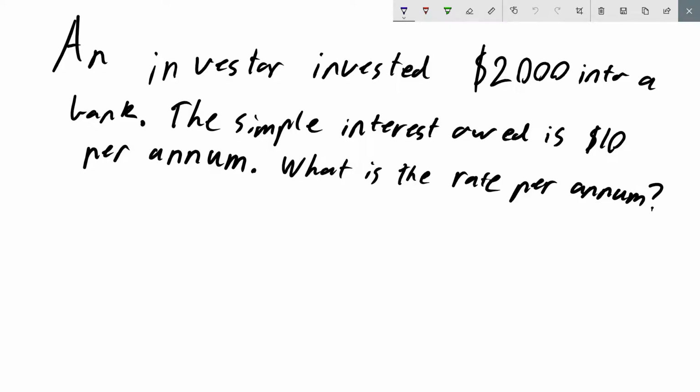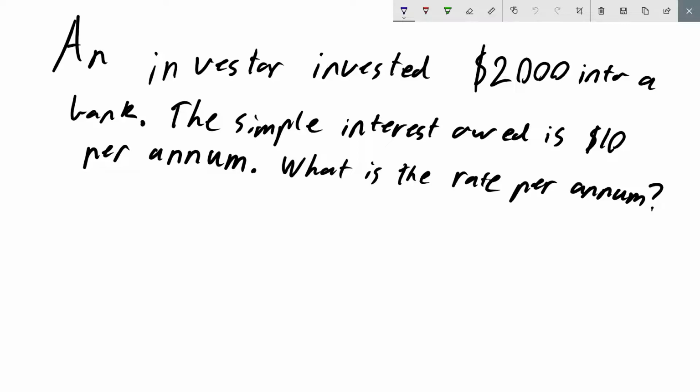Alright, next thing that we need to talk about is how to get equations from worded questions. So often in tests or exams, they have worded problems and try and see if you can apply what you've learnt to some real world application. This is part of your assessment and part of outcome 2 of the unit. So let's look at the worded question. An investor invested $2,000 into a bank. The simple interest owed is $10 per annum. What is the rate per annum?